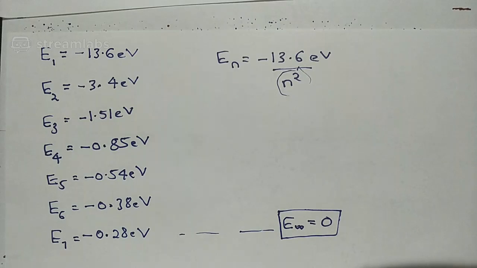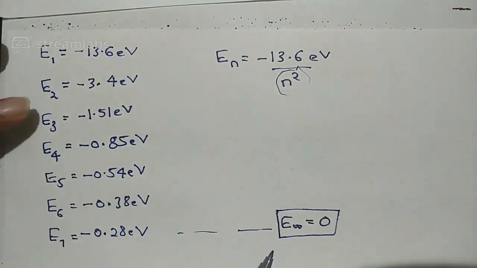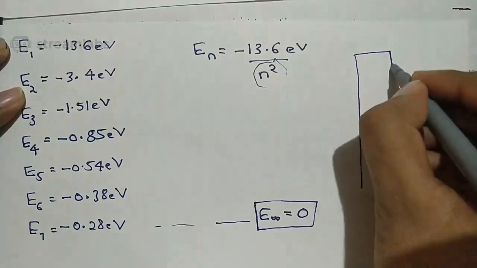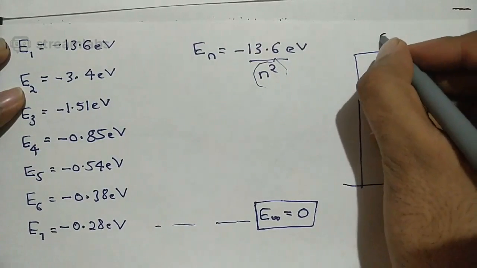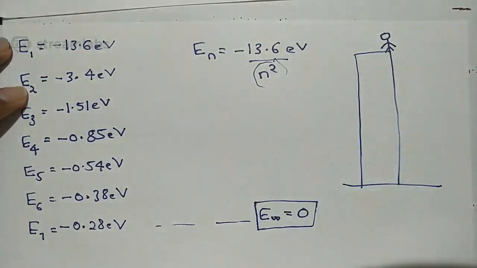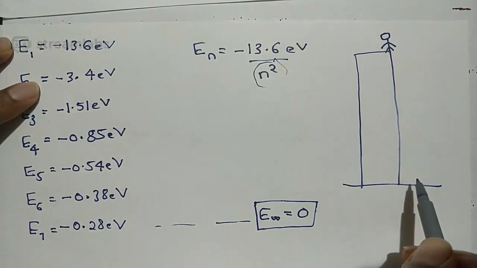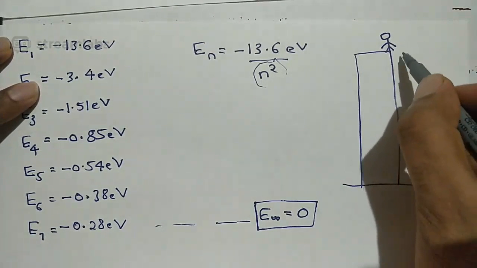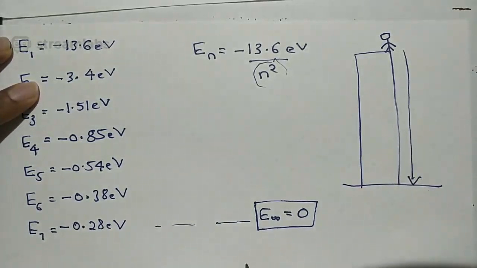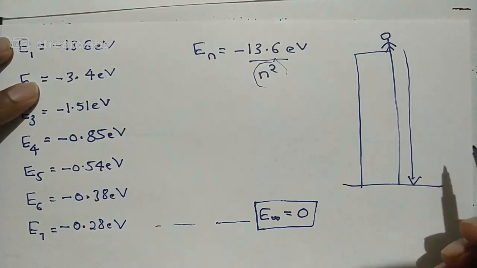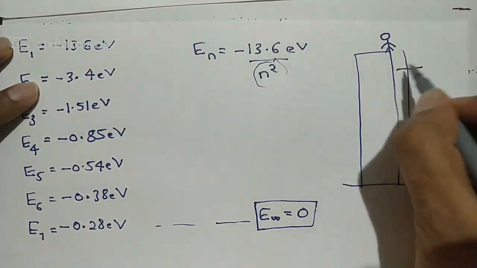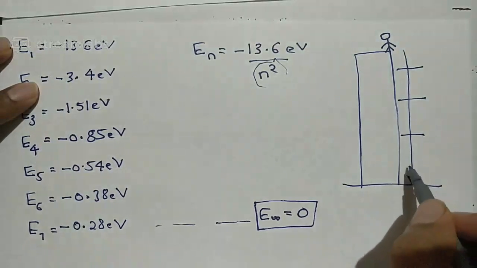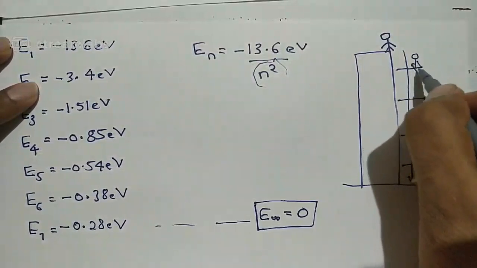Now to understand discrete, imagine this is a multi-story building and you are standing here. Now you will jump from here. Not to end your life, just to experiment with the physics. When you jump from here, you will directly fall like this, because gravitational energy levels are continuous. Suppose gravitational energy levels are discrete. One energy level comes here, then one here, one here, one here. Then you will stop here at this energy level.